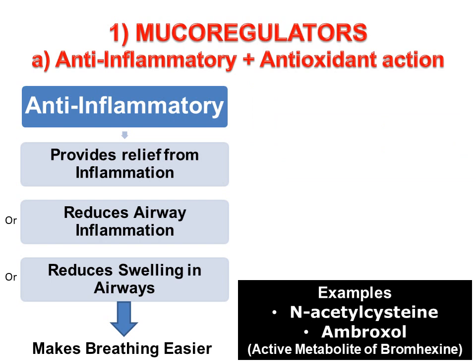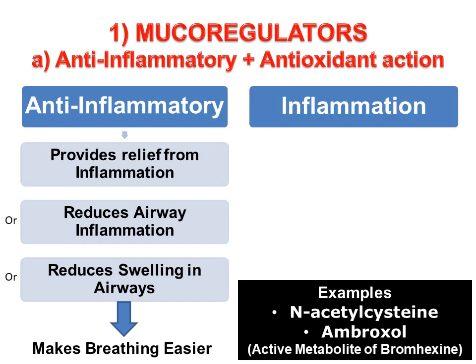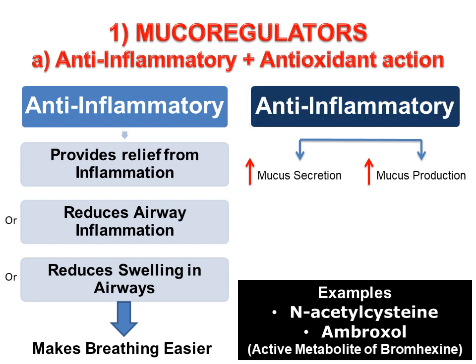Medicines that are anti-inflammatory or antioxidant do not have a direct effect on the airway mucus secretion or mucus production, but they reduce inflammation. As you know, inflammation is the first step that leads to more mucus secretion and more mucus production. Hence, if anti-inflammatory medicines are given, then the first step itself is blocked. So further steps of more mucus secretion and more mucus production will not take place, and hence mucoregulation.